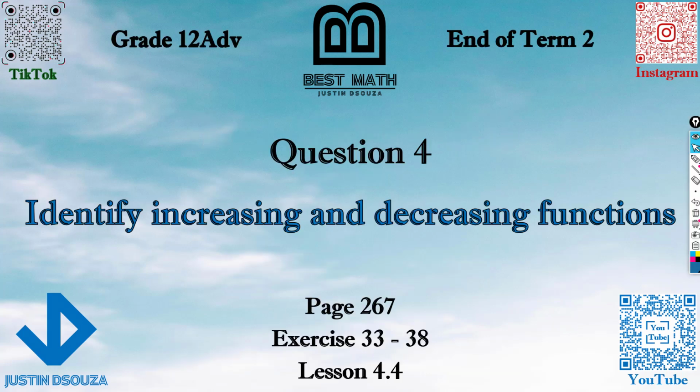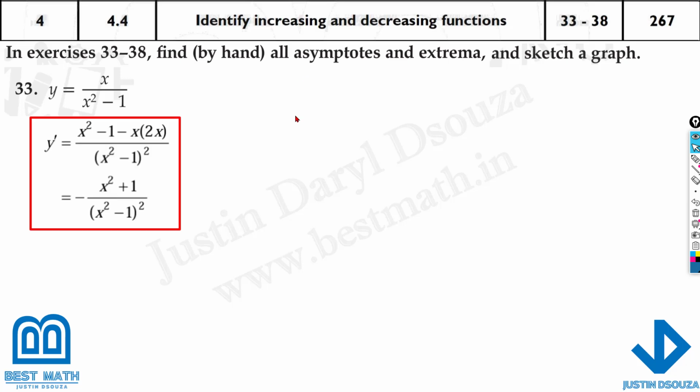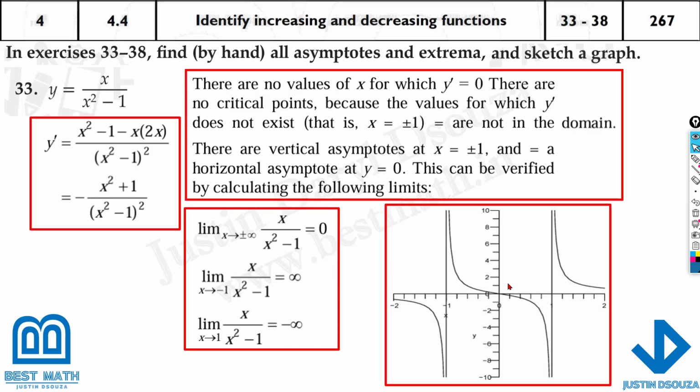Question 4 is about increasing and decreasing functions from lesson 4.4. This is very similar to question 3. The same method can be used to solve these problems. And here they have also told us to find the asymptotes and extrema, which we did last problem, and also to sketch the graph. So asymptotes can be found out by taking limits and finding where exactly they are.